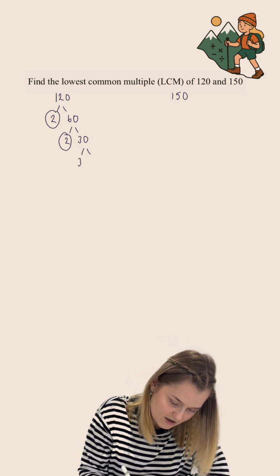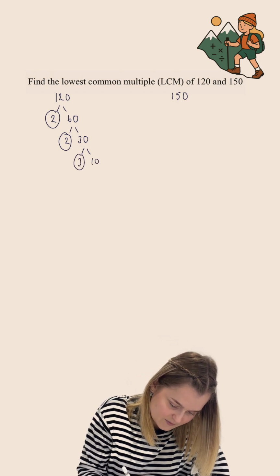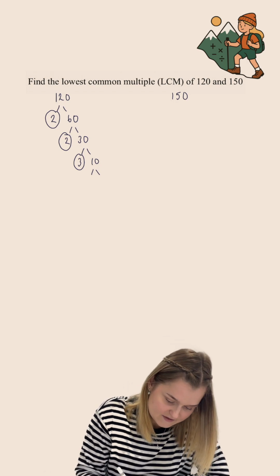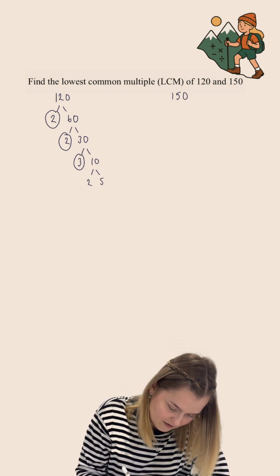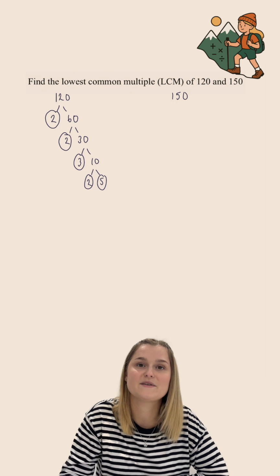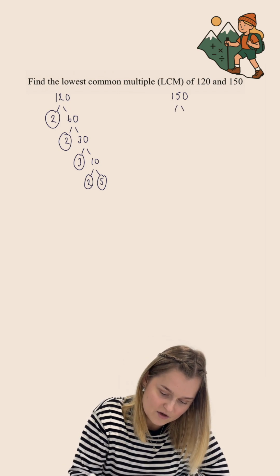Then for 30, I'm going to go with 3 and 10. 3 is prime, so we circle that one. And for 10, we have 2 multiplied by 5, both of which are prime, and so we circle both of those. Then on to 150.